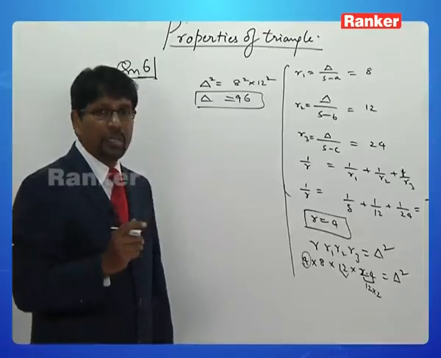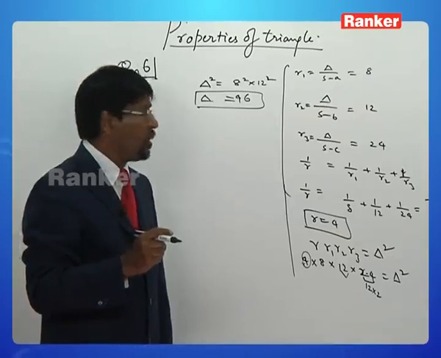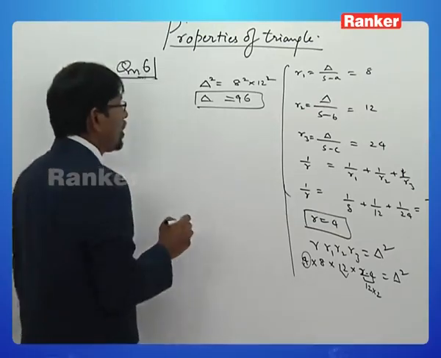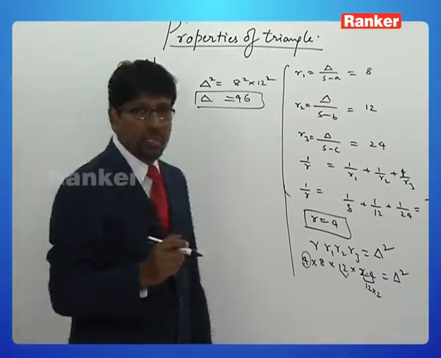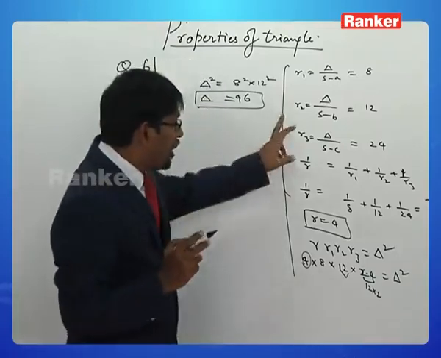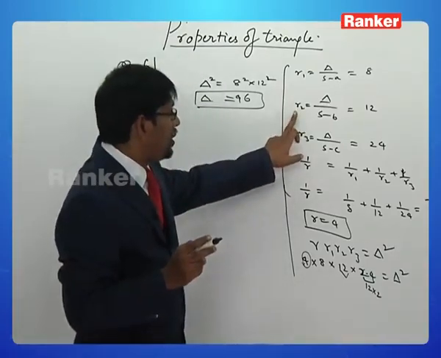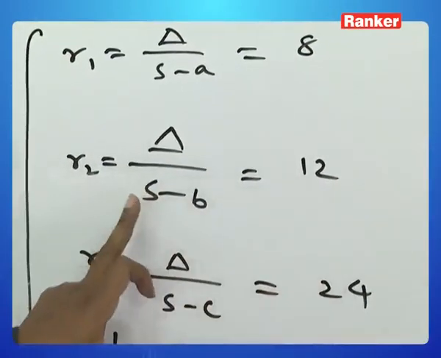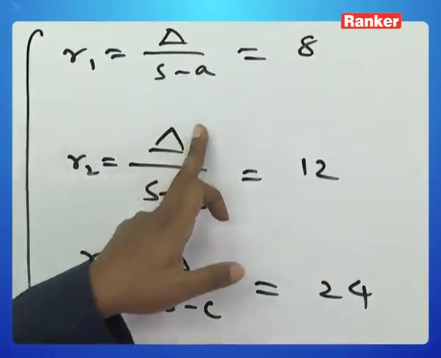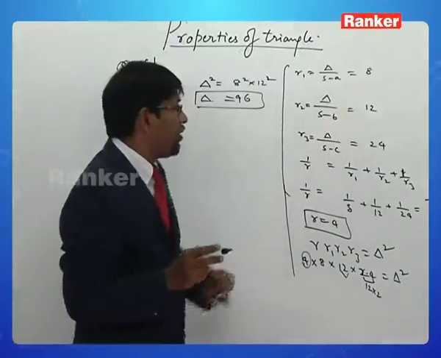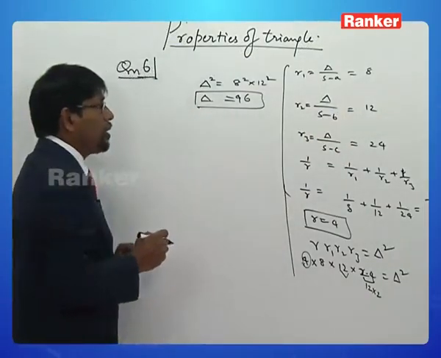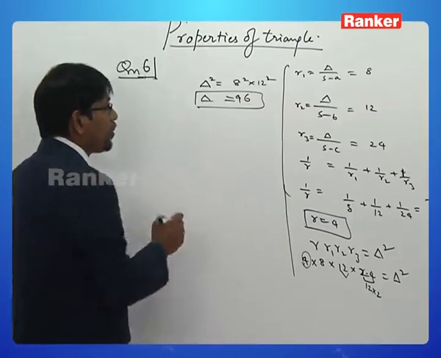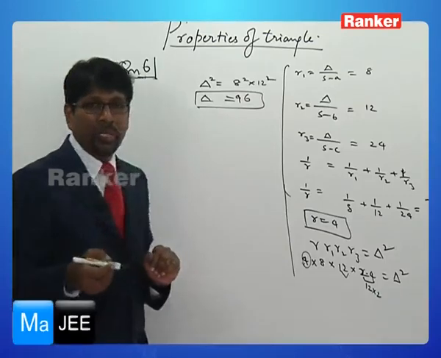So we have here delta to be 96. Now what we required was B, that B can be availed from here. Delta by S minus B is 12. So if I can find out S, since I have already found out delta, I can get the value of B from here. So now, but then we have to find out S. So how do we find out S?